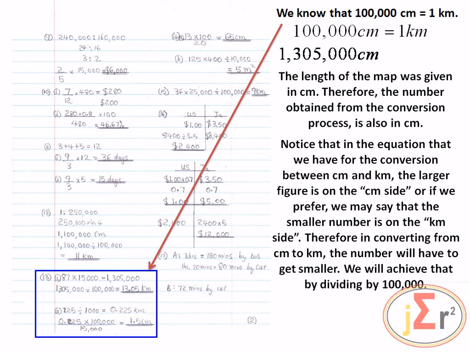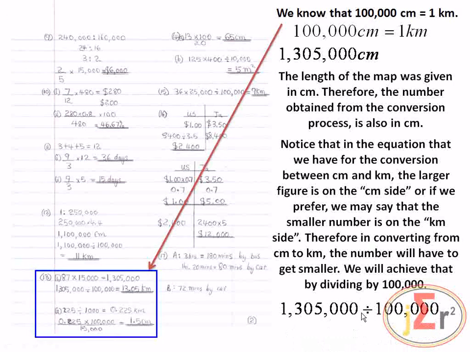Because actually 100,000 centimeters are in 1 kilometer. So there we are, just dividing by 100,000, and we should get 13.05 kilometers. No harm with that one. Is there anything else to write home about?